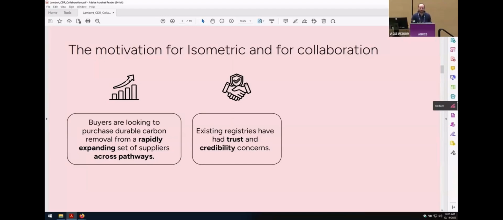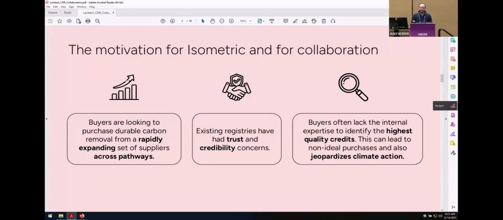On the registry side, if you've been following the carbon credit space over the past couple of decades, a lot of registries have had some trust and credibility concerns, specifically when it comes to additionality and durability. And so we're hoping to learn from this and build upon it with our registry. And then finally, on the science side, buyers of carbon removal often don't have very large science teams and don't have the capacity to do this quite onerous process of vetting high quality carbon removals. At Isometric, we have 12 scientists whose sole job is to look at these high quality removals.